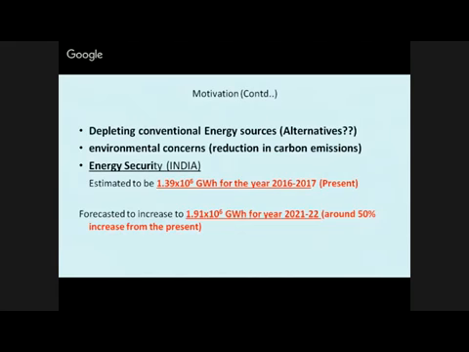Now, this requirement will rise by roughly 50% by 2021-22. It will be 1.9 into 10 to the power 6 gigawatt hour. How to fulfill that? We cannot rely totally on conventional resources, that is coal and other things. We have to switch over to renewable energy sources. And how renewable energy sources can fulfill this demand, a particular case study I will also discuss.